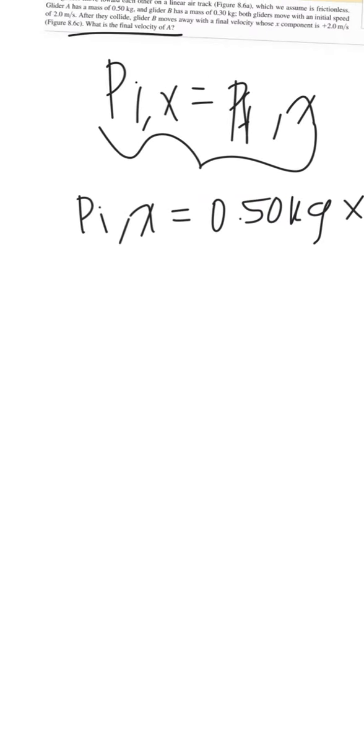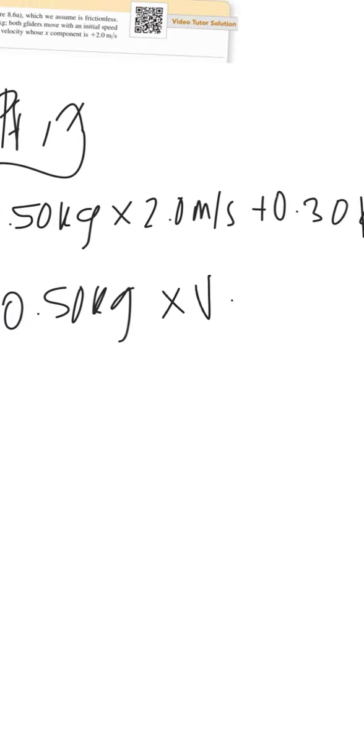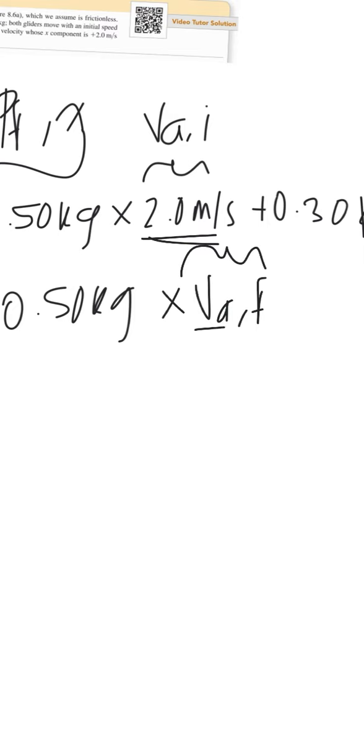And we also need to find the value of PFX. So P final in the x direction is 0.50 kilograms times VAF. So this is VA initial, the velocity of A initially. And VAF is what we're trying to find. So we don't know this. We have to find that. We have to solve for the final velocity of A.